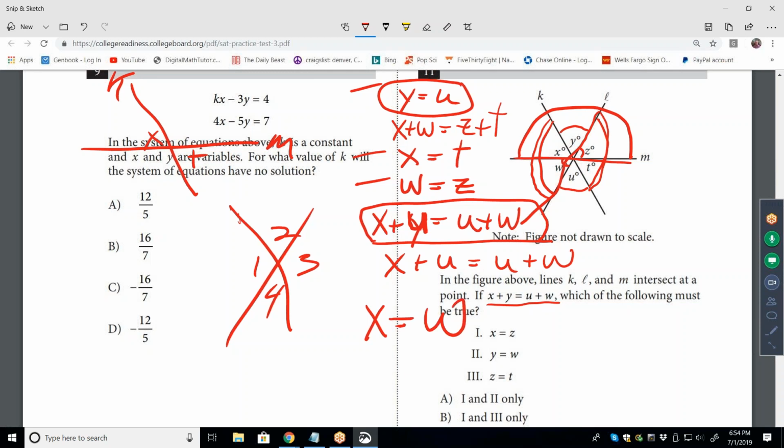Okay, now I got a lot of things here. I got x equals w and I got w equals z. So first of all, what is x equal to in terms of z? Yeah, x equals w, and w equals z, so what's x equal to?